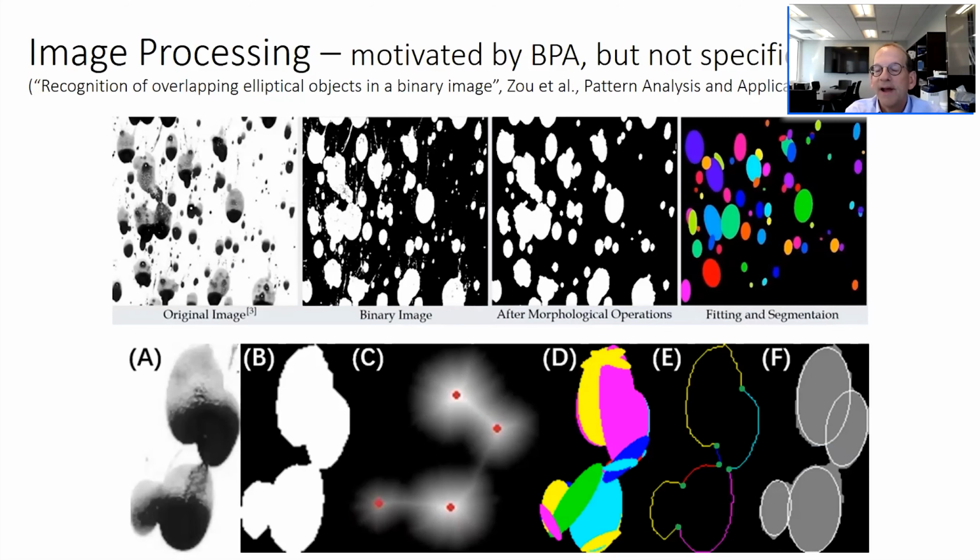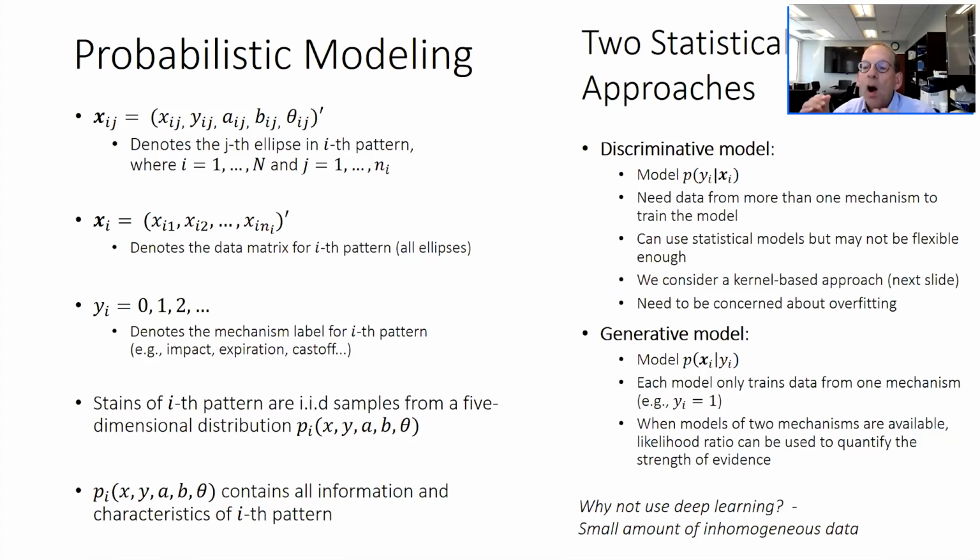So here's where we're headed. Apologies in advance for math on the next few slides. You don't have to know any of the math. That's primarily for me, and I will try to explain qualitatively what is happening. And so the way to think about this on the left is just notation that says we're going to summarize the data matrix, all of the ellipses, with xi. So xi is a distribution, if you will. It's a set of ellipses. And yi is the mechanism. So 0 might be impact, 1 might be expiration, 2 might be cast off.